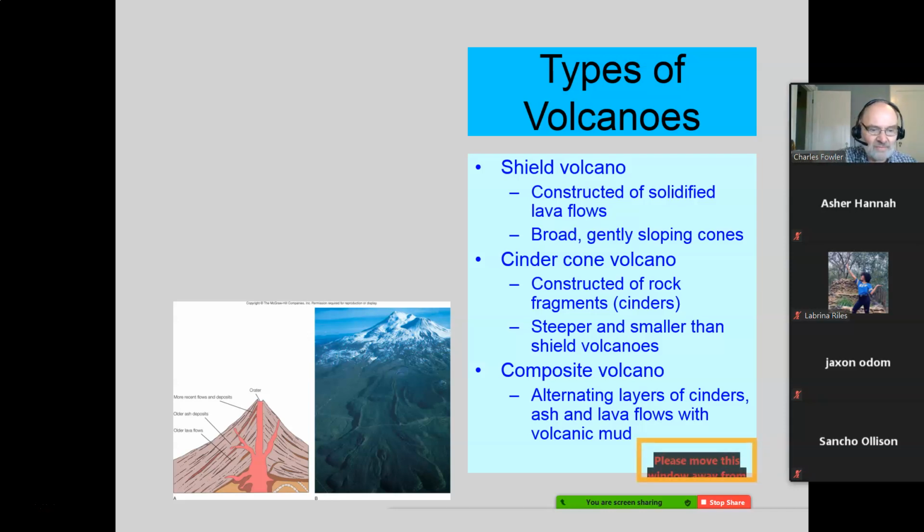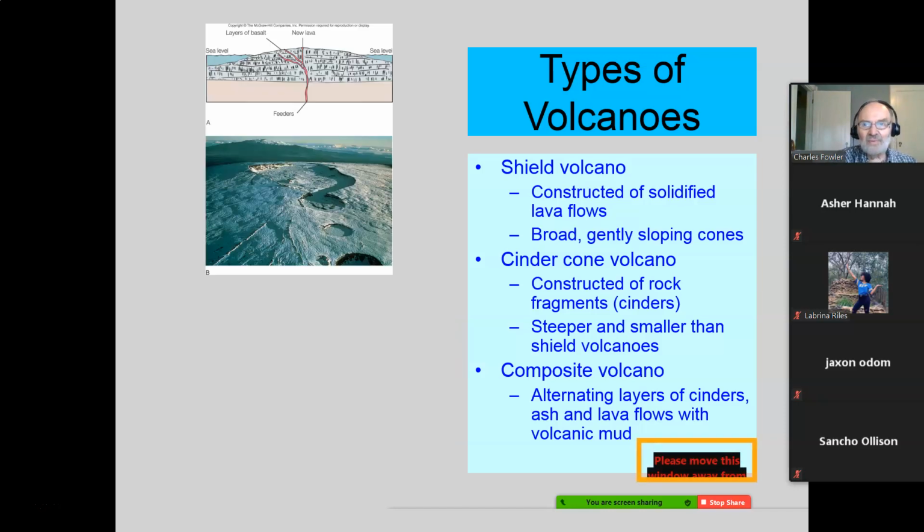Now, let's go back to Mauna Loa. Okay, this is basically what's happening. You just have repeated lava coming up, spreading out, so you have broad mounds. They're more like hills than they are mountains, okay?